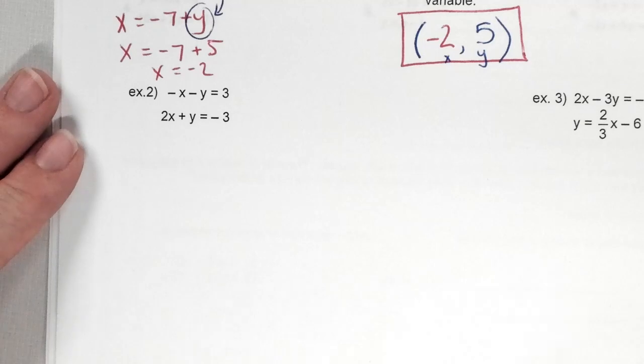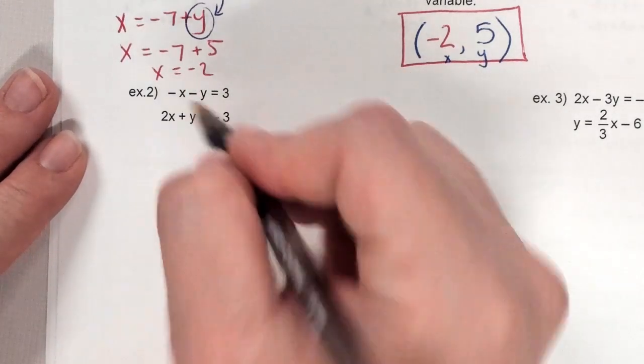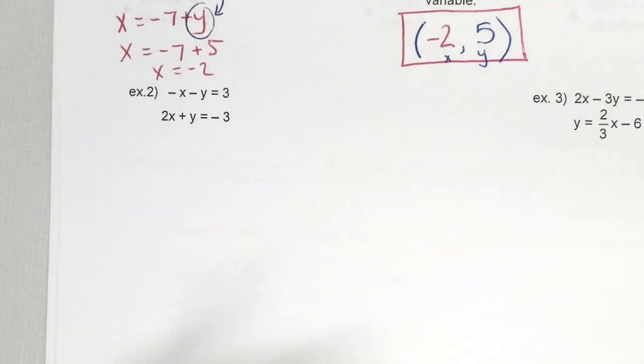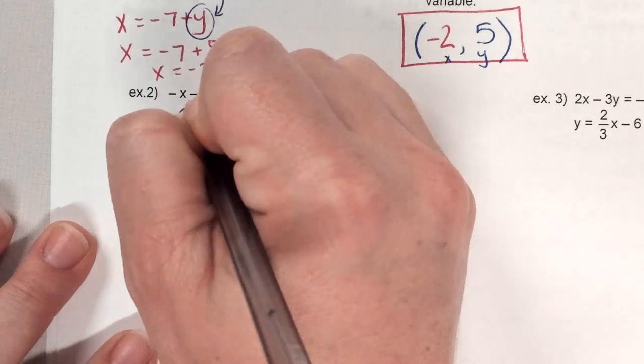Okay, so if we look at example 2, which letter do we want to get by itself? Which letter has a coefficient of positive 1? The bottom one, the second one, the y. So we're going to get that y by itself.